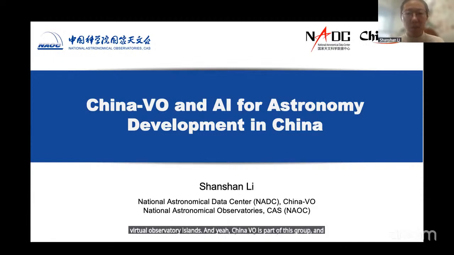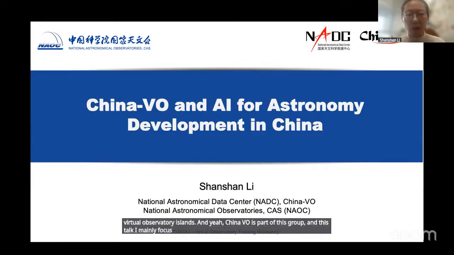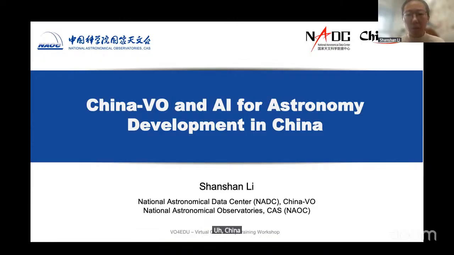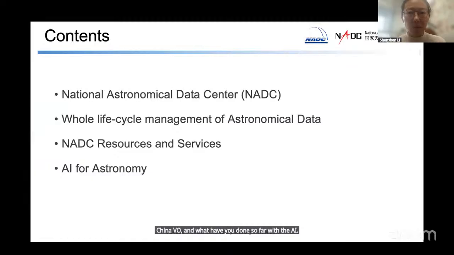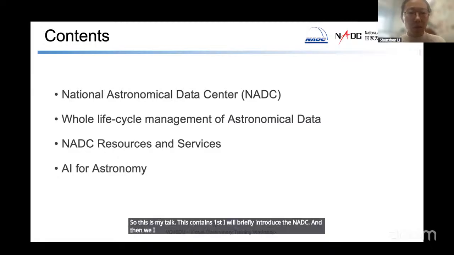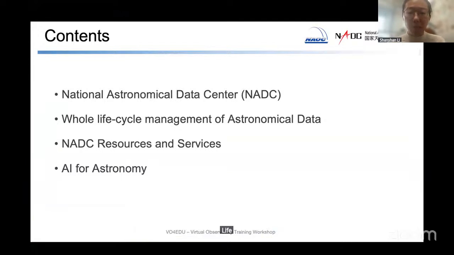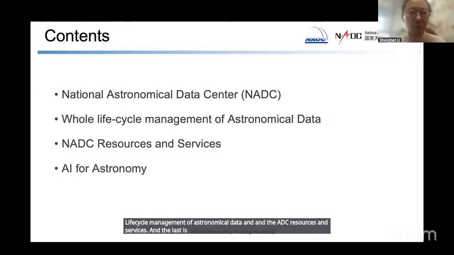In this talk, I mainly focus on China VO and what we have done so far with AI. So this is my talk. These are the contents. First, I will briefly introduce the NADC, and then I will talk about our whole life cycle management of astronomical data, then the NADC resources and services, and the last is AI for astronomy. The first one, the NADC part.